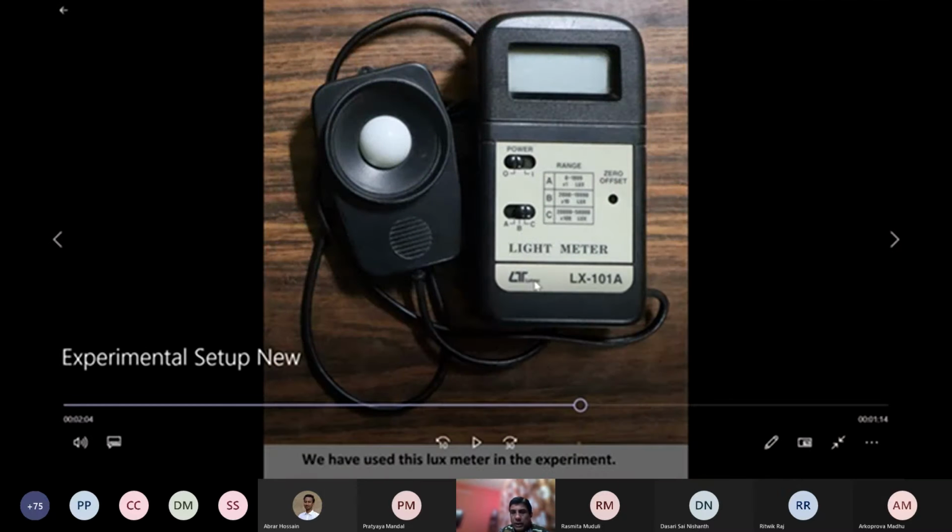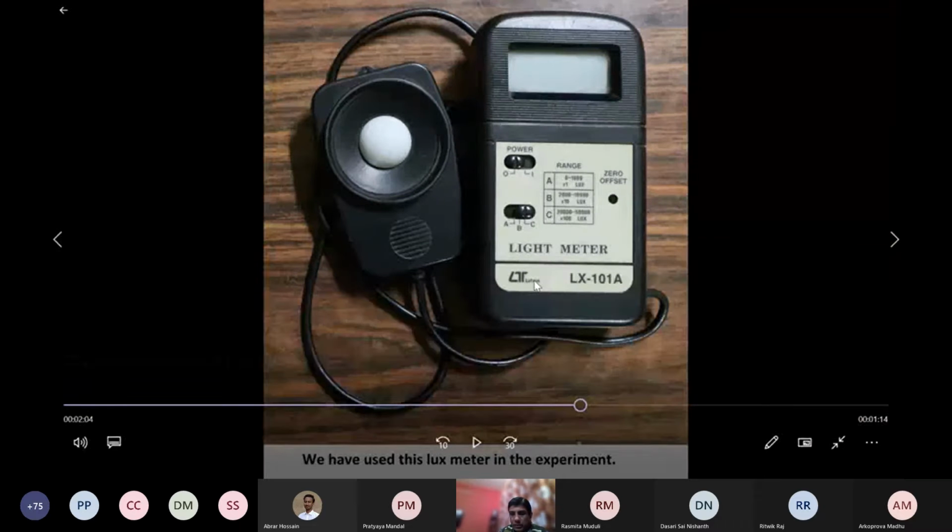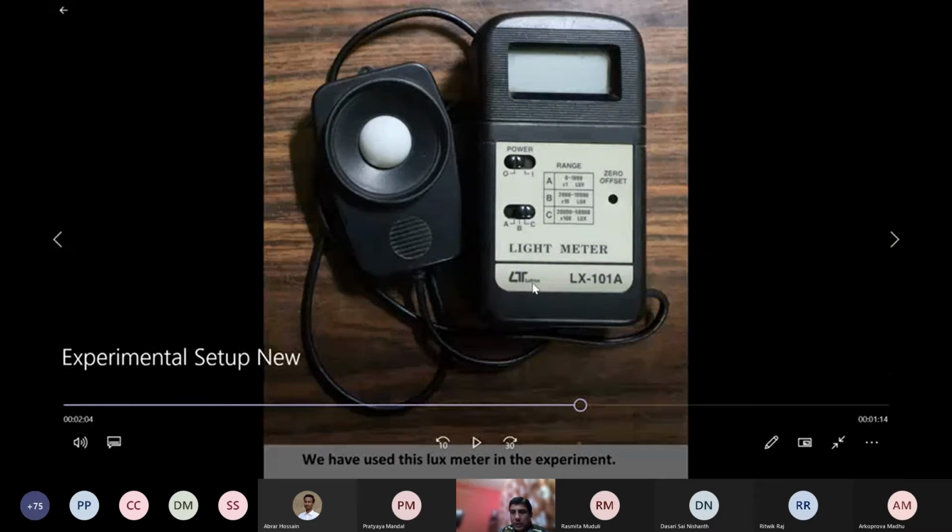This is the only lux meter which we have used here because of the problem of the range which we are supposed to measure here. You can see here the lux range is much higher compared to the previous meter. So we have actually used this meter.